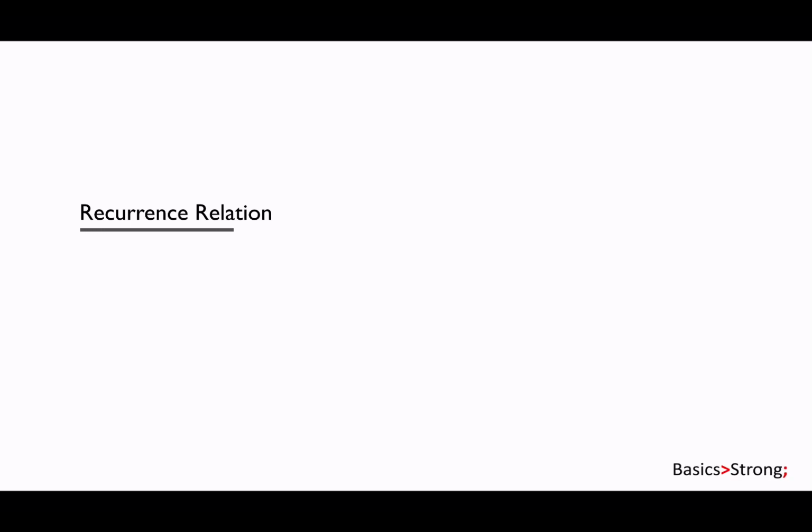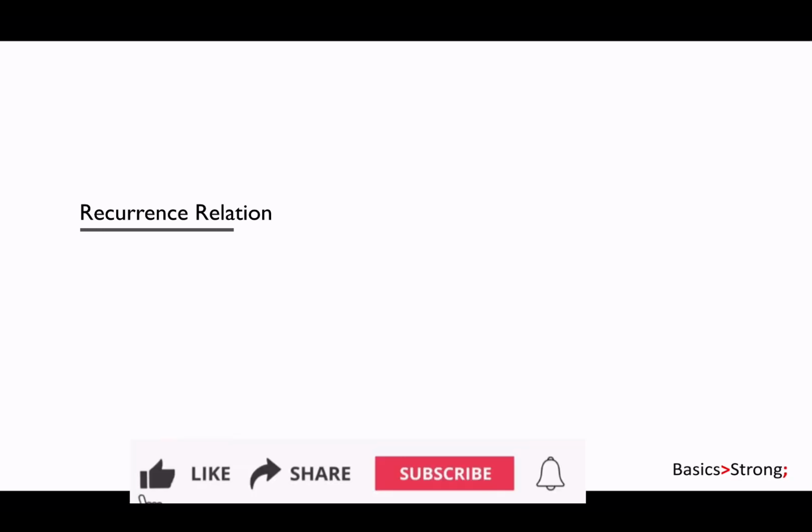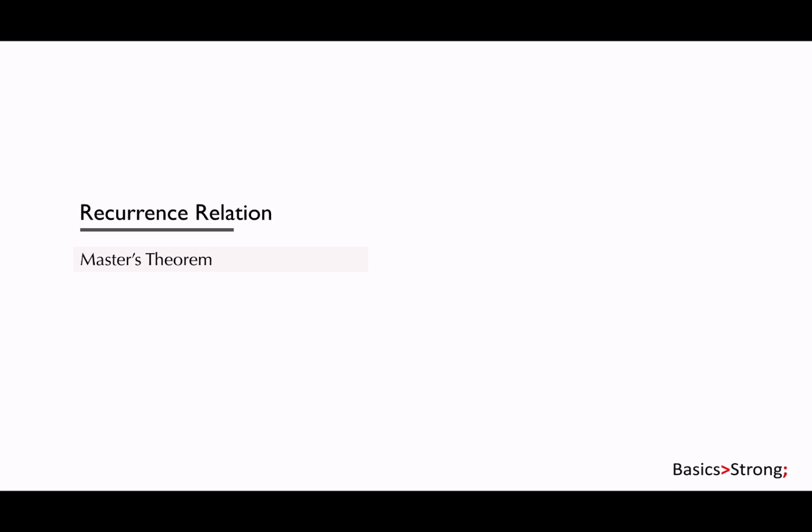In the last lecture, we saw how we can solve the recurrence relation to get the time complexity of an algorithm using the substitution method. There is another way to solve the recurrence relation that helps us solve it fairly quickly, and it is using the Master's theorem.